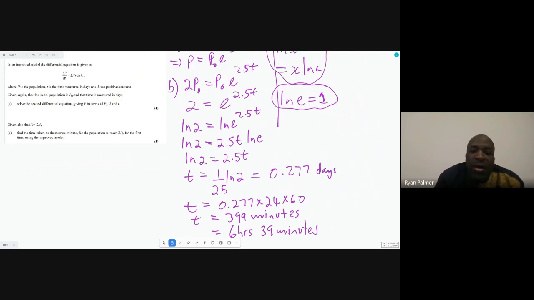So in part C now, we're told that we have an improved model. And the improved model now is that dp/dt is lambda p cos lambda t. And of course, p naught is the initial population, etc. So we're now going to solve the differential equation for the improved model. So let's have a look at how we would go about doing that.